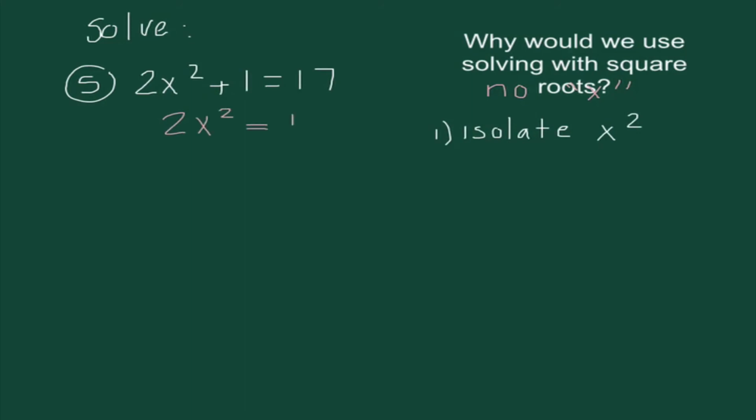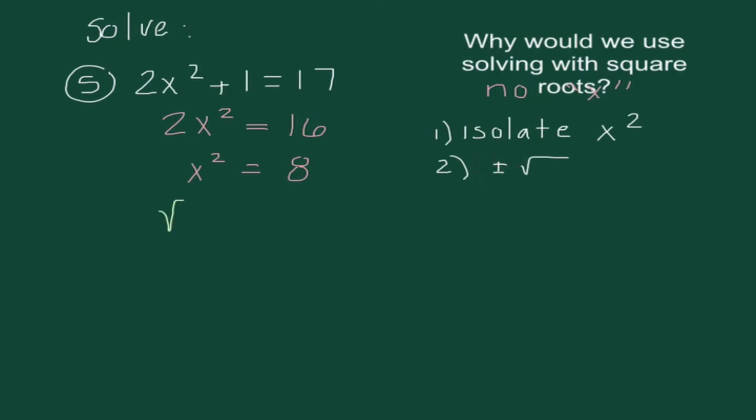So I'm going to subtract 1 from both sides, and then I'm going to divide both sides by 2. So I get x squared is equal to 8. Now I know that in order to undo a square, I need to do a square root. And the thing that I need to remember is whenever I square root a number, I need to remember plus or minus.